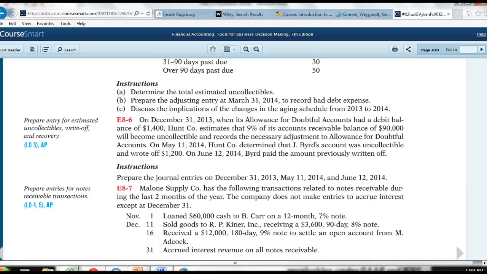So we need to create the journal entry. Again, the allowance starts with a debit balance of $1,400. If Hunt estimates 9% of its accounts receivable is going to be uncollectible, our allowance for doubtful accounts needs to have a credit balance of $8,100. So if we're starting with a debit balance, we're going to need to adjust that.